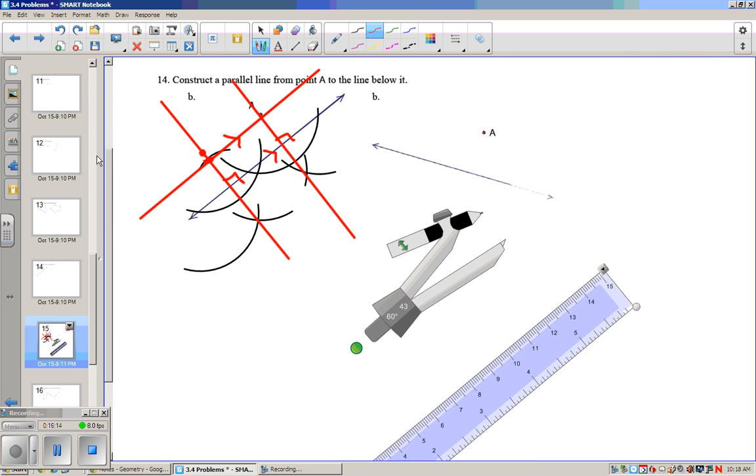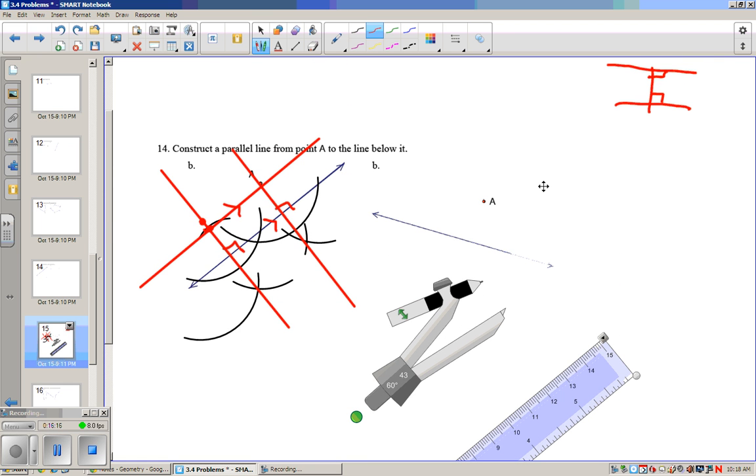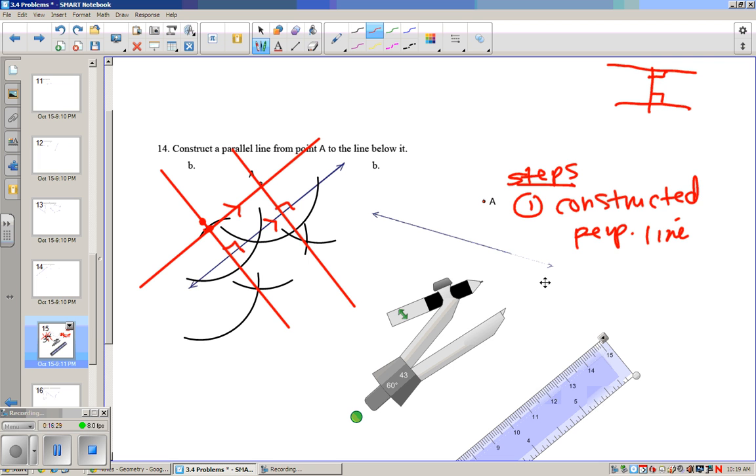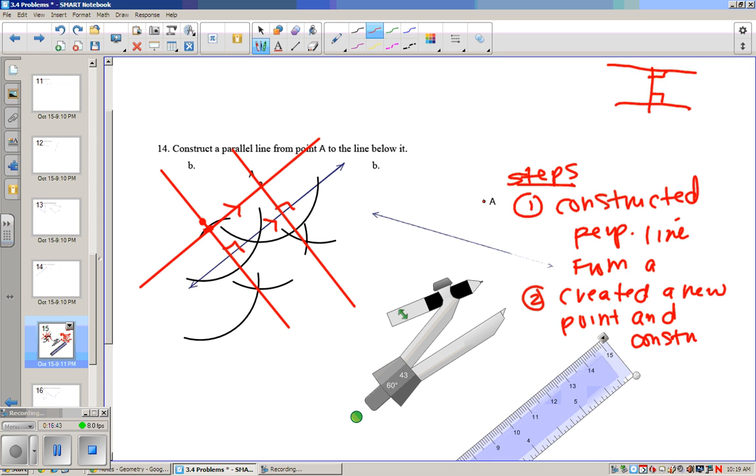Now, there's not a place to write our steps, so I'm going to jot them over here. So I'm going to keep it simple. We constructed a perpendicular line from A. Then we created a new point. And constructed a second perpendicular line.